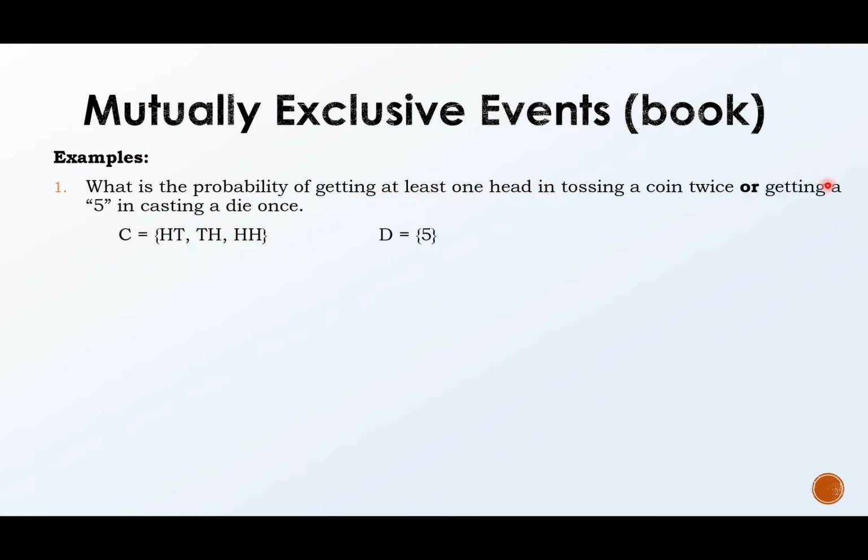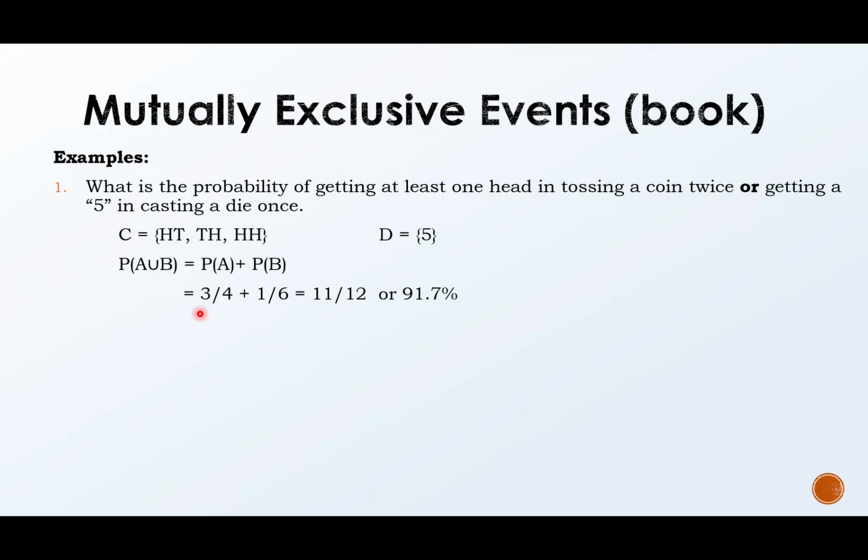And getting a 5 in casting a die once, syempre, we only have this simple event, getting a 5. If you are asked, what's the probability ng getting at least one head in tossing a coin, or getting a 5 in casting a die? That's event A. Or actually, the union symbol is short for or. Okay, A or B. So we follow the first rule ng addition rule. So we have P of A plus P of B. Actually, dapat in the events here, dapat C and D, no?